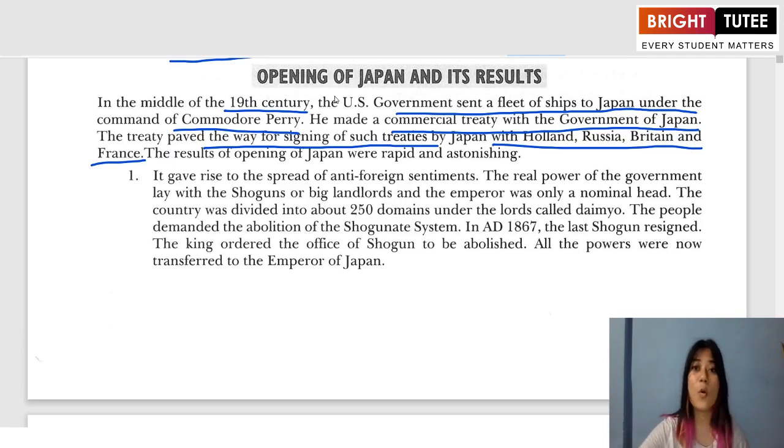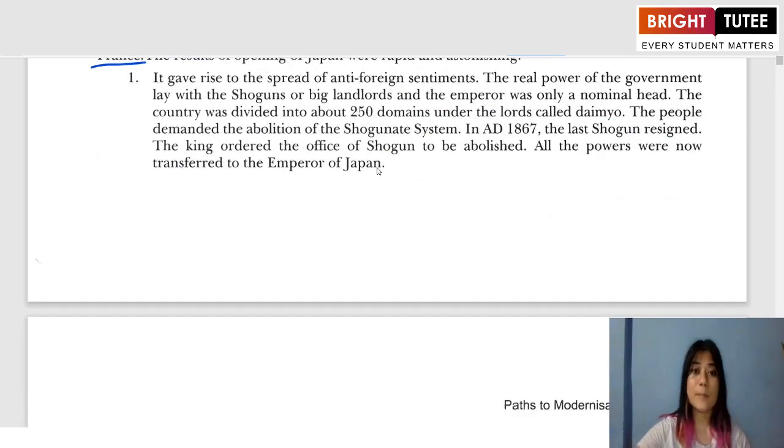Now, after Japan opened itself to the foreign countries, what happened to Japan? Okay, so let us see. The opening of Japan gave rise to the spread of anti-foreign sentiments. As Japan opened its doors to foreign countries, people spread anti-foreign sentiments. They were against the foreigners, so those feelings against the foreigners spread.